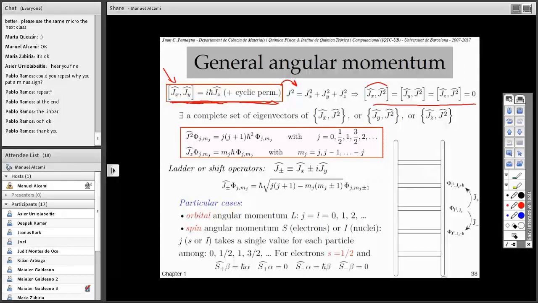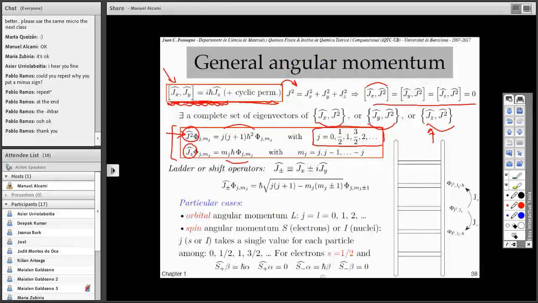So we can choose a complete set of eigenvectors of these two operators, or these two, or these two. Of course, these are three different sets. We normally choose this case because the expression of Jz is simpler in polar coordinates, and the eigenvalue equation for these two operators has the usual form you already know, for J square and for Jz. This quantum number that represents the eigenvalues of J square, if you start using only these commutation relationships, we find that it can have any positive integer or half odd integer value.